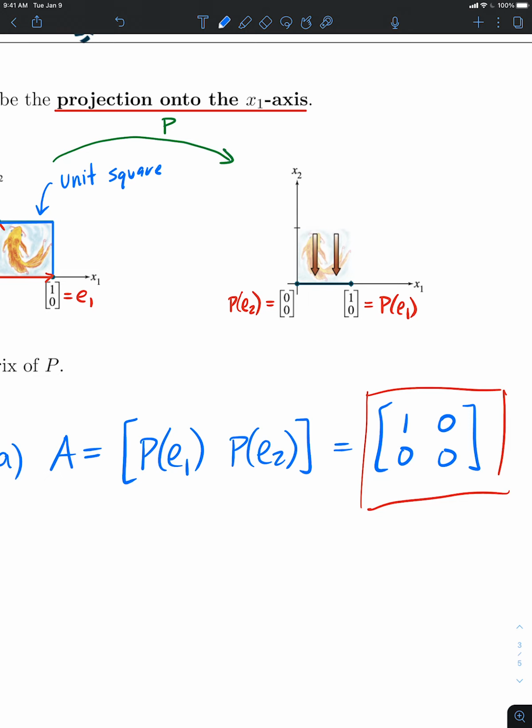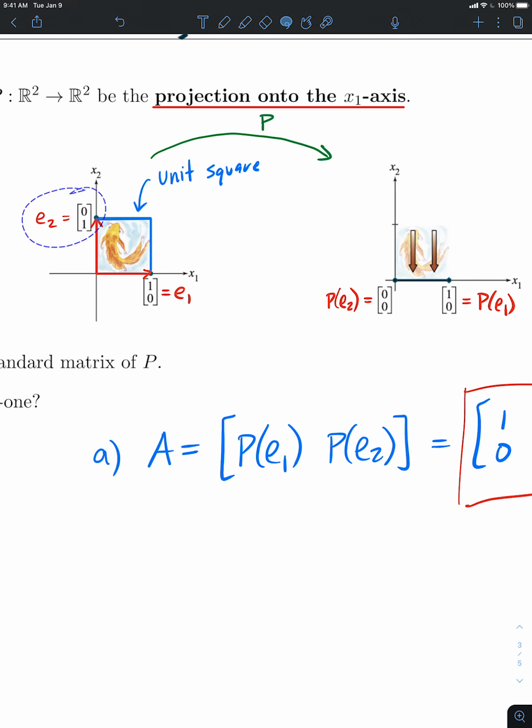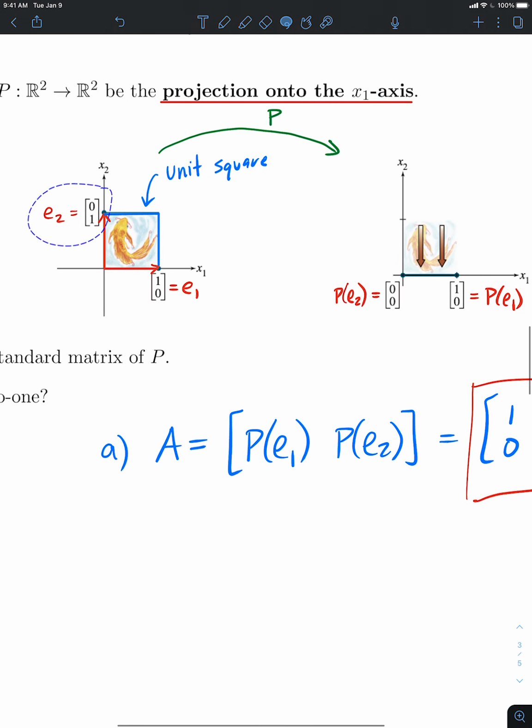Is it impossible to have two different input vectors that get sent to the same output vector? Well, you'd probably think the answer might be no. Because look at this one, P of E2, where did it get sent? E2 was up here, and it got sent down to the origin. But why did it go down to the origin? Well, because this projection pushes things straight down onto the x1 axis.